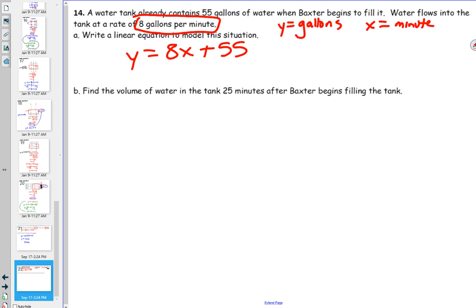Now, if they want to know how much water is in there after 25 minutes, what would I do with that 25? Plug it in for x. Y equals 8 times 25 plus 55.